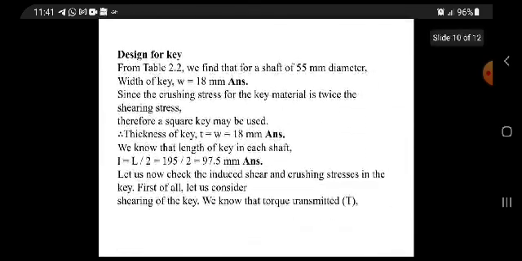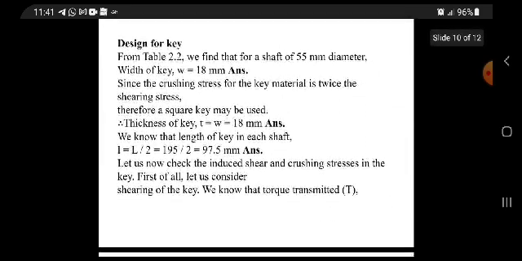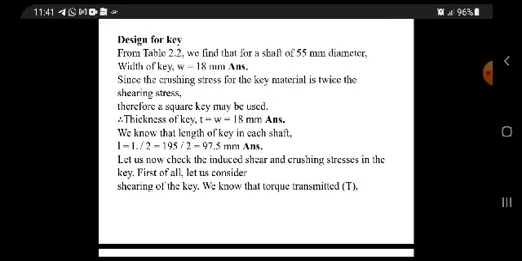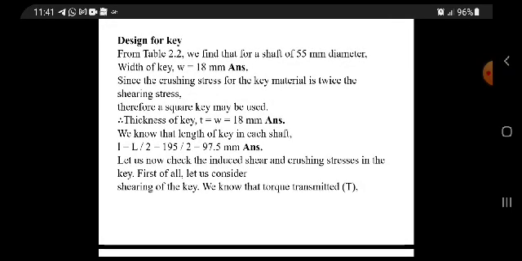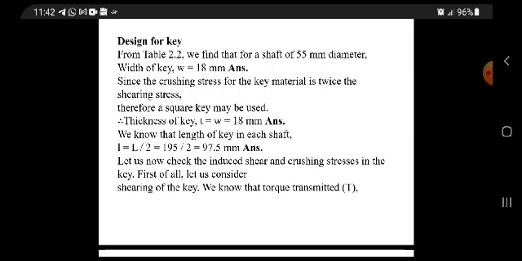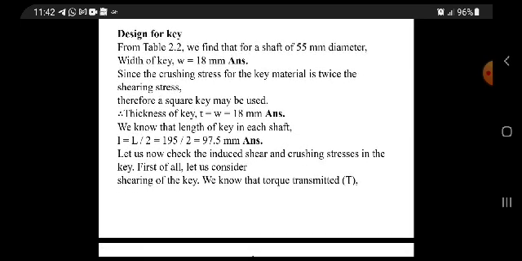Next, design of key. From the table we find that for a shaft of 55 mm diameter, the key width w is equal to 18 mm. Since the crushing stress of the material is twice the shearing stress, a square key may be used, so the thickness of the key t is equal to w, which is 18 mm. We know that the length of the key in each shaft is L divided by 2, that is 97.5 mm.